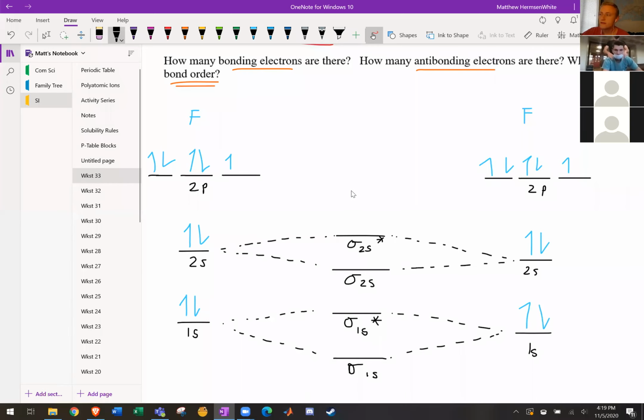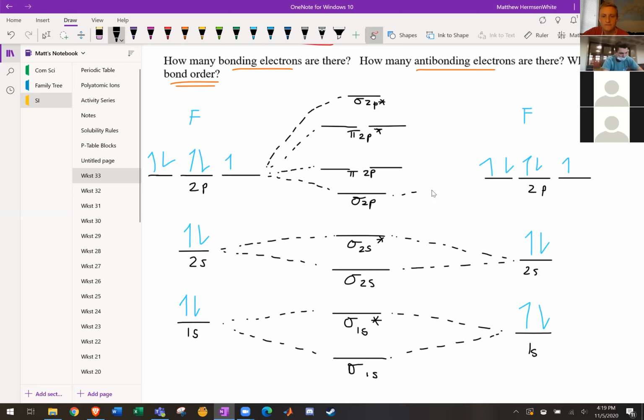And then the 2p, this is a little bit more complex. So once again, we're going to have the sigma 2p, and then we're going to have a pi 2p. And the pi 2p is 2 boxes wide. And then once again, we're going to have the pi 2p star, and then a sigma 2p star. And I will try to just draw some more dotted lines here. So these are all coming out of the 2p. And it doesn't have to look perfect.